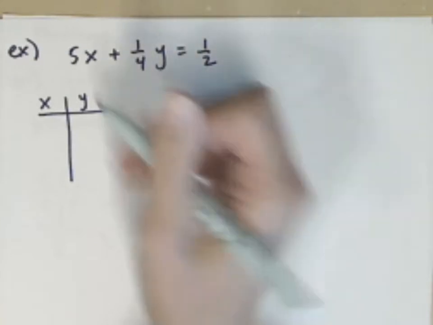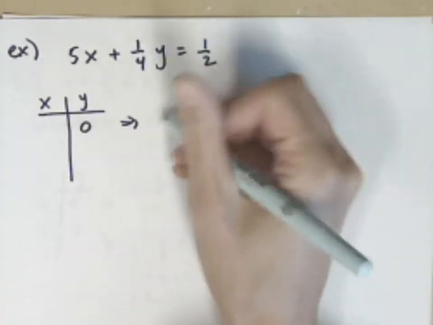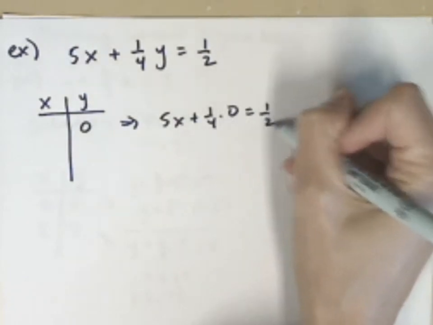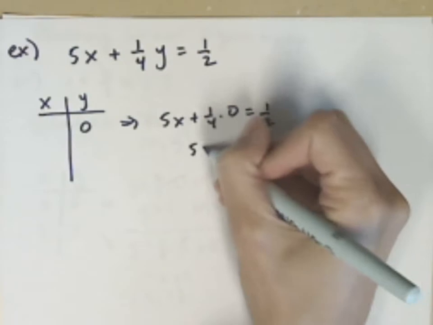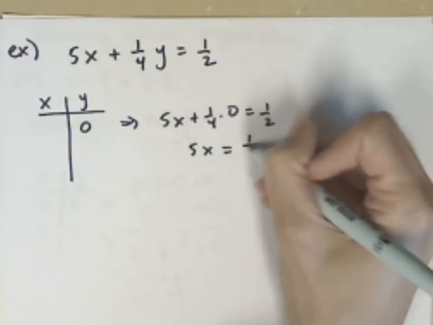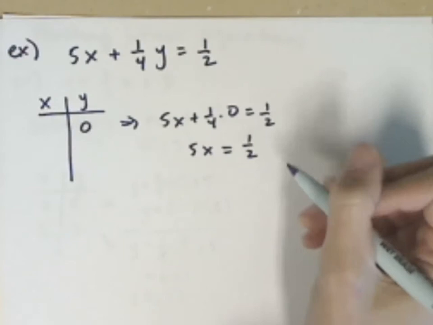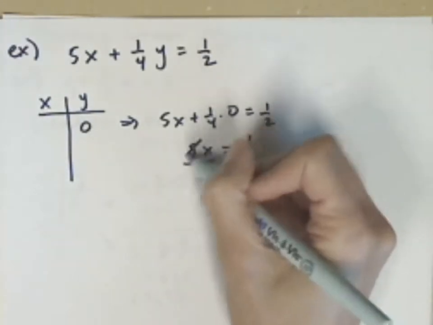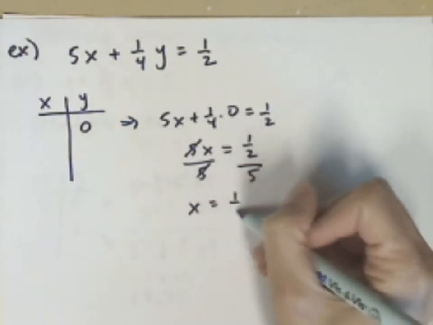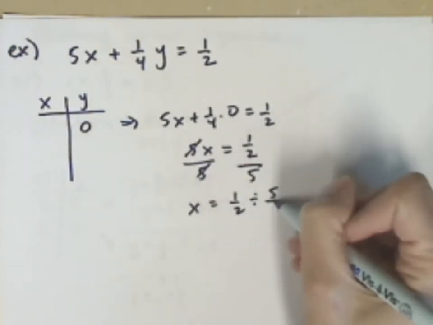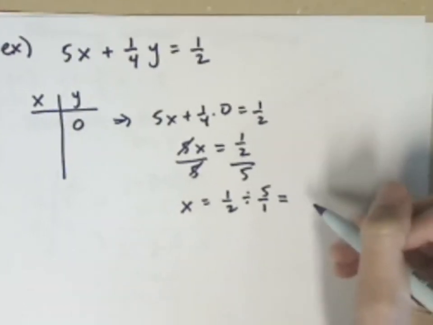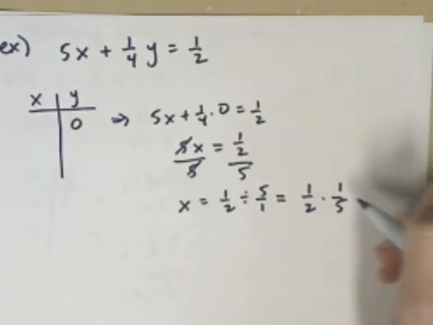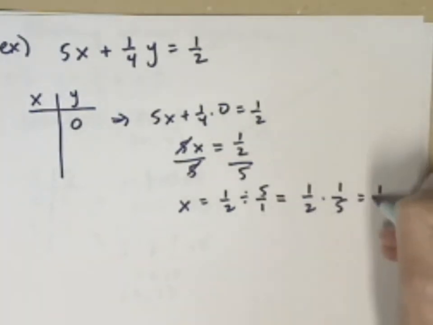So I'm going to let y be 0. Okay, so if y is 0, I have 5x plus 1/4 times 0 equals 1/2. 5x equals, that's 0, so 5x equals 1/2. I need to divide both sides by 5. What does that look like? So these cancel. X is 1/2 divided by 5, which would be 5/1. I'm going to change that into a multiplication. 1/2 times 1/5. Now I can multiply straight across, and I get 1/10.